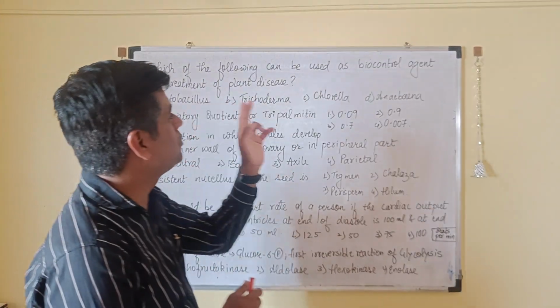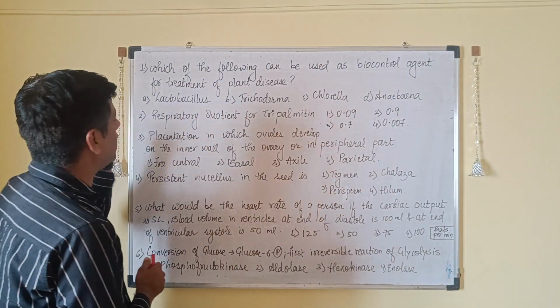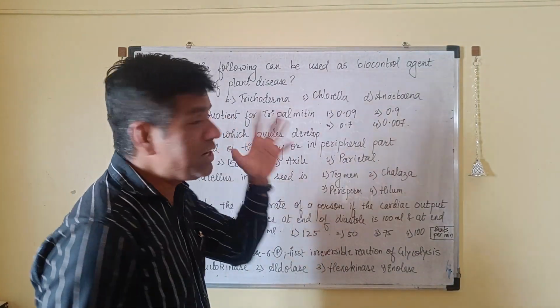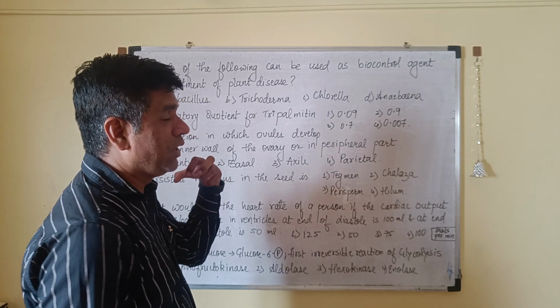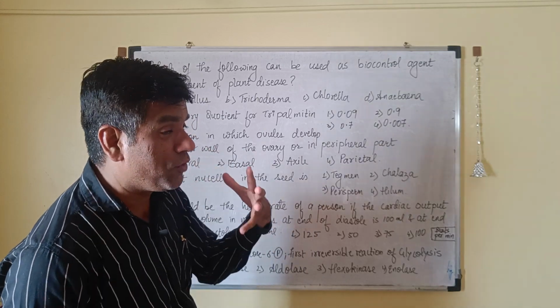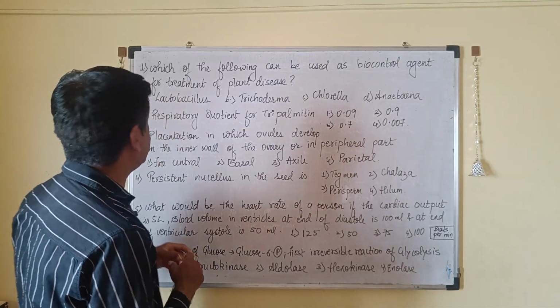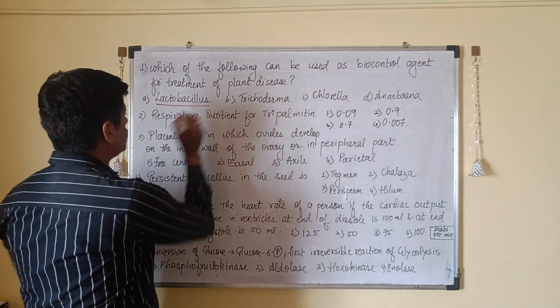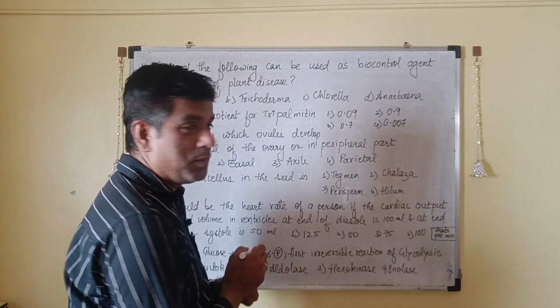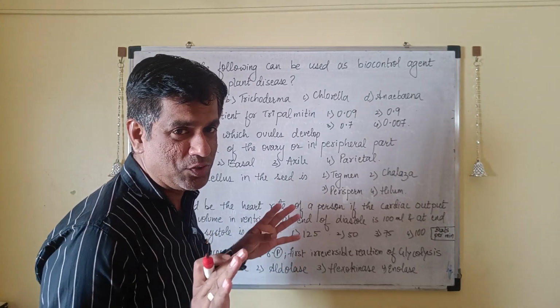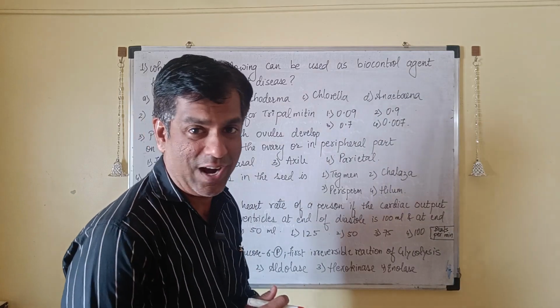So which of the following can be used as a biological control agent for the treatment of plant disease? So a biocontrol agent is going to help protect your plant from diseases. Here we have Lactobacillus, which is going to produce curd for you. Maybe it will help keep your intestine healthy, but it's not doing anything with plant disease.